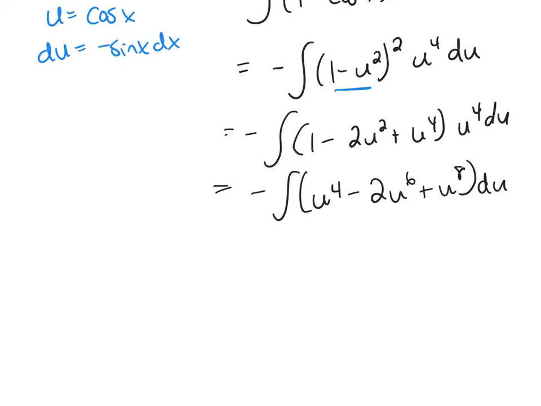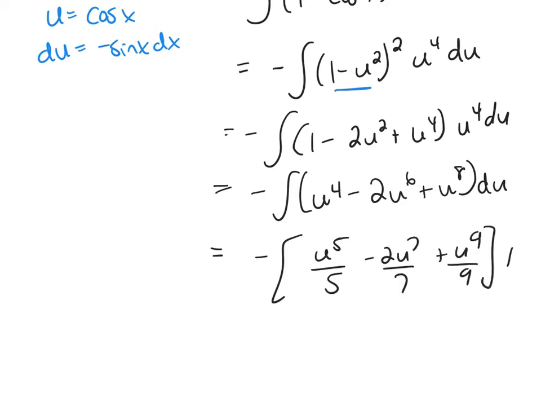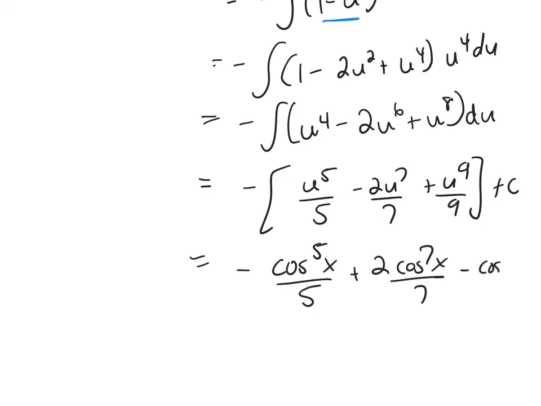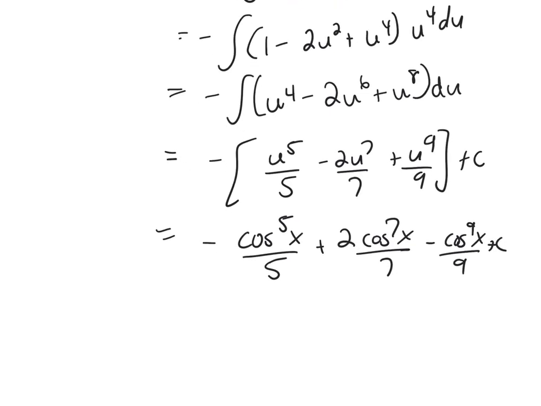Do your reverse power rule. Negative u to the 5th over 5 minus 2u to the 7th over 7 plus c. And then plug in for u was cosine, so it'll be minus cosine to the 5th over 5 plus 2 cosine to the 7th over 7 minus cosine to the 9th over 9 plus c. And there's my answer.